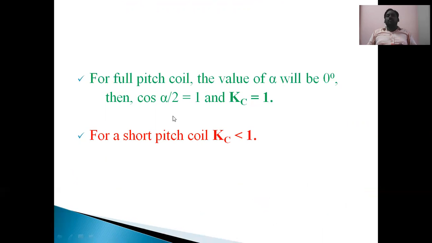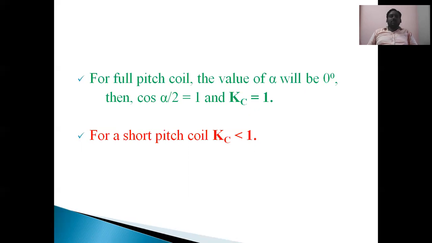In the case of a short pitch coil, alpha is present with some angle, 180 minus the coil span angle, so cos of alpha by 2 is less than 1. That's why for a short pitch coil, the coil span factor is less than 1. That's how you can determine the pitch factor or coil span factor.